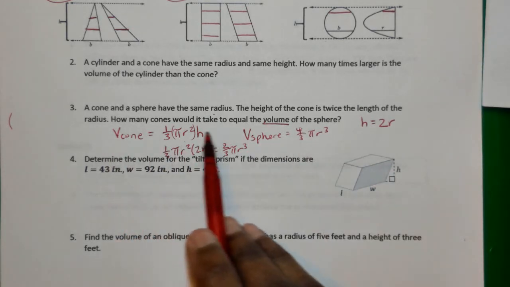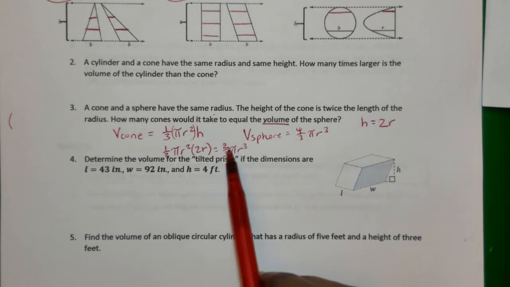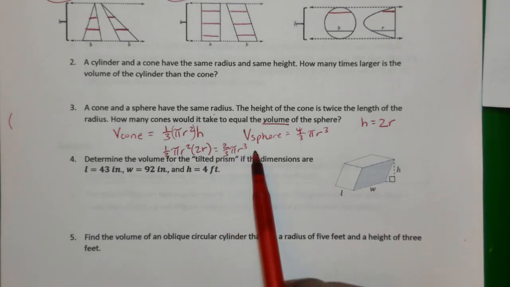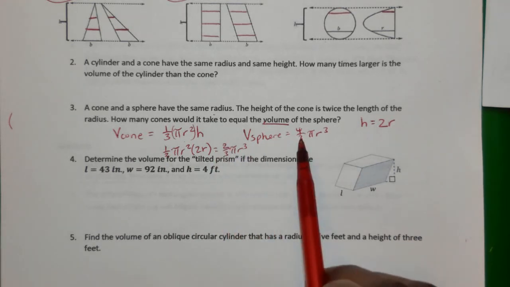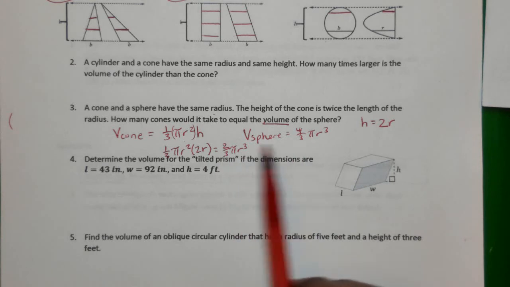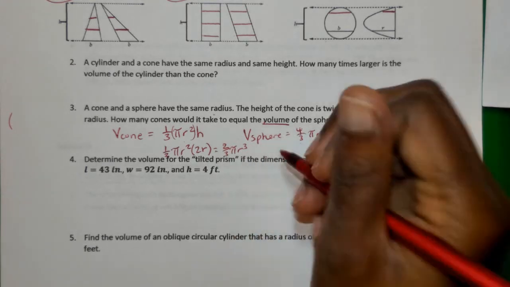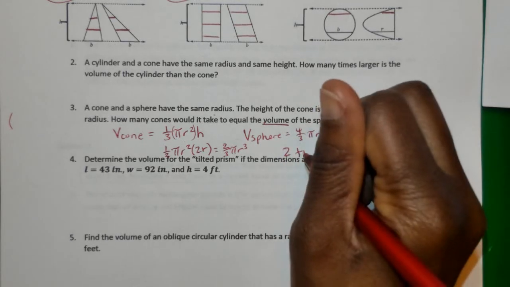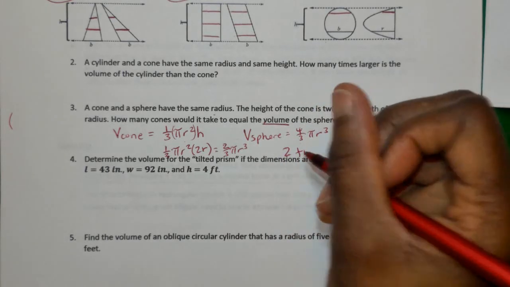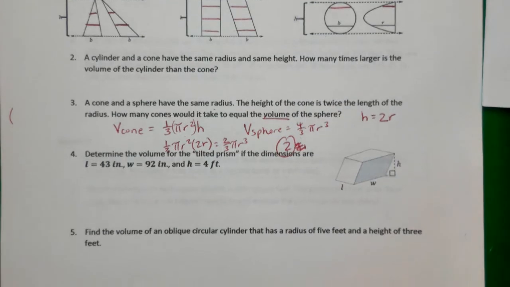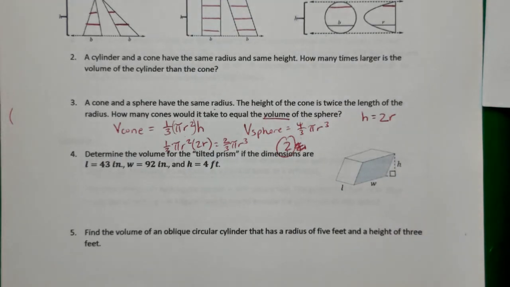So how many cones would it take to equal the volume of a sphere? We need to figure out this times what factor would equal this. Well, they have the same denominator, so all we need is to multiply the numerator by some number. And to get from 2 to 4, you just have to multiply by 2. So it would take 2. 2 cones to equal the volume of the sphere.